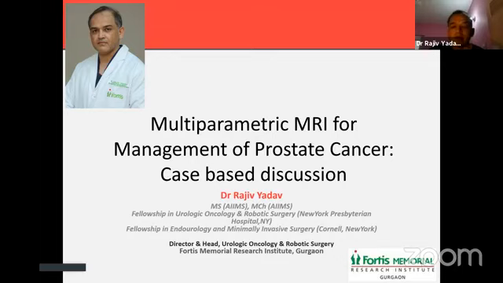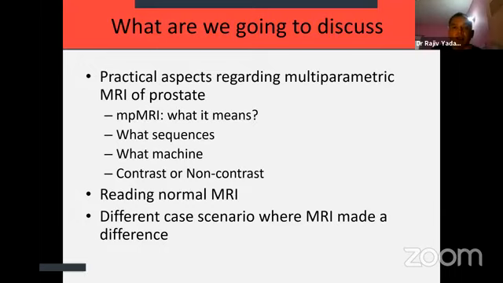We don't have to know a lot about the MRI. We just have to know what is important while we are practicing the utility of MRI in day-to-day urology practice. So what I'm going to do is stick to some of the basic aspects which all of the residents and practicing urologists should remember while ordering the MRI, while reading the MRI.